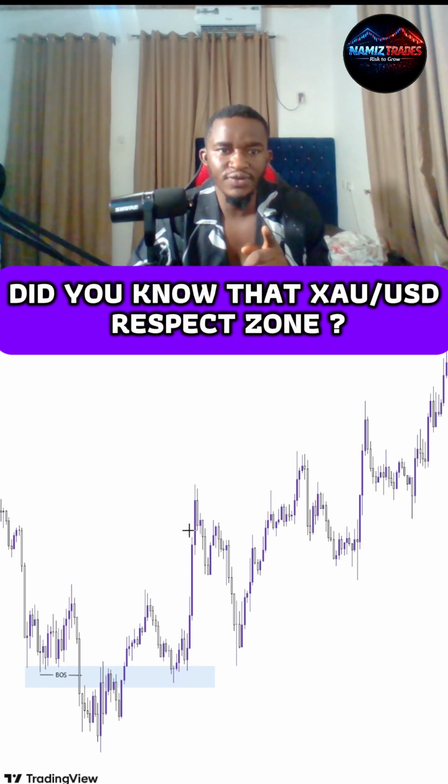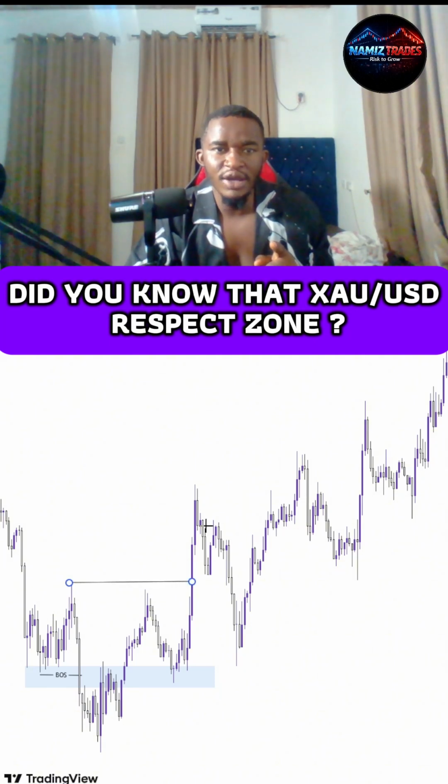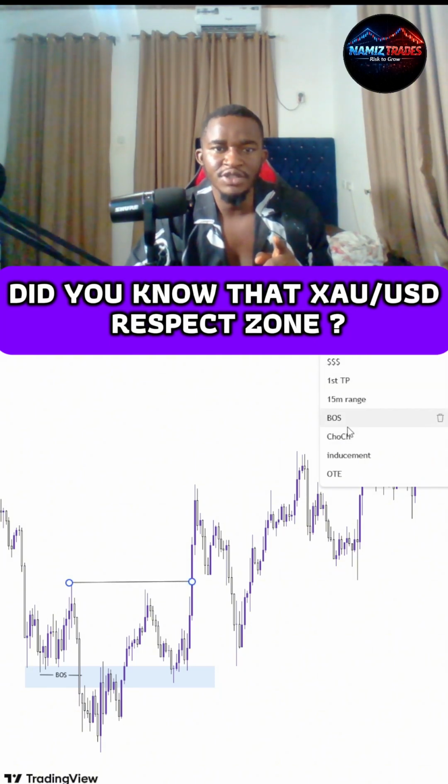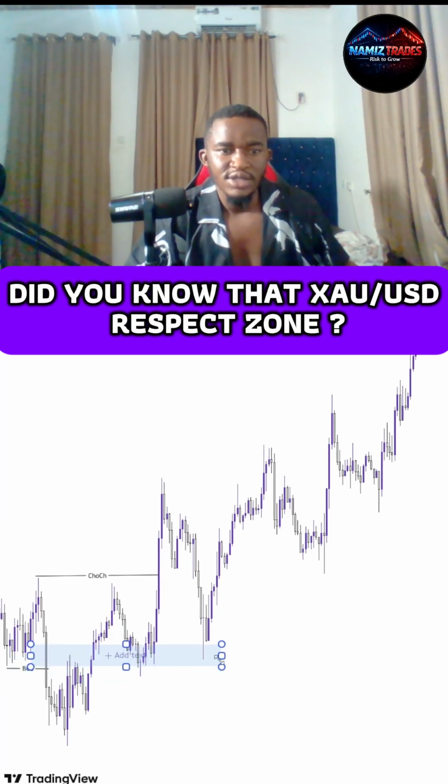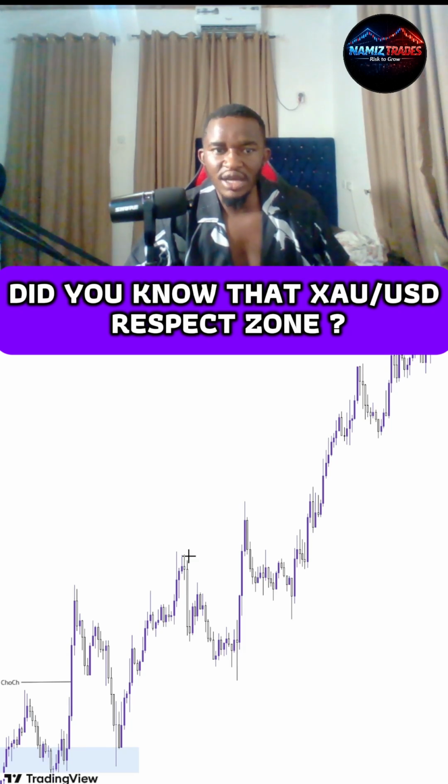What will I do? I will wait for this high to be taken off. Immediately this high is taken off, I know that yes, I have a market structure shift, which is a change of character. Then I will mark out the zone that causes that. This is the zone, the first zone. This is another zone. After taking out everything here, you wait to see a very important move. After taking out this zone, this is another zone.